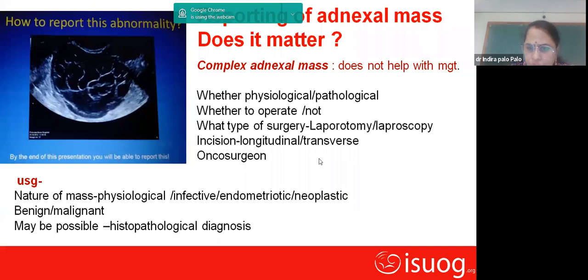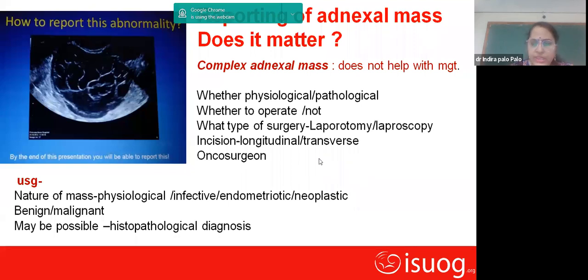Should I give a longitudinal incision or a transverse incision? If I give a transverse incision in an ovarian malignancy, it will be a very great mistake by me. So, whether I can do this surgery at our center or refer this patient to an oncosurgeon, so many questions come to our mind when deciding the next management.